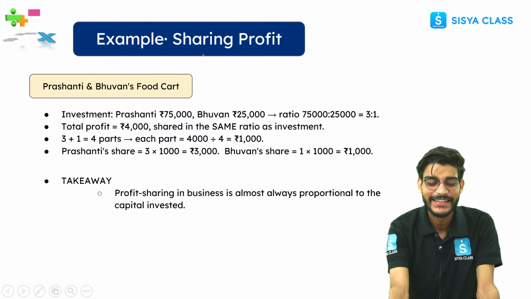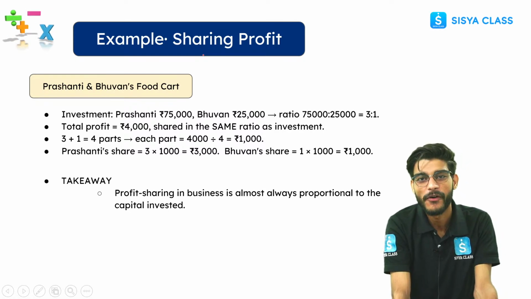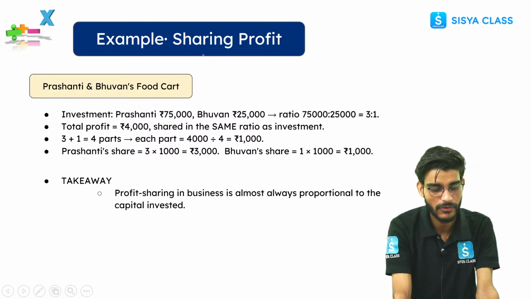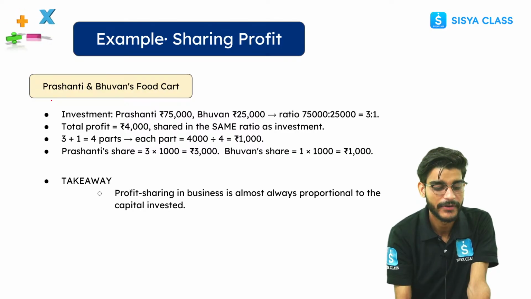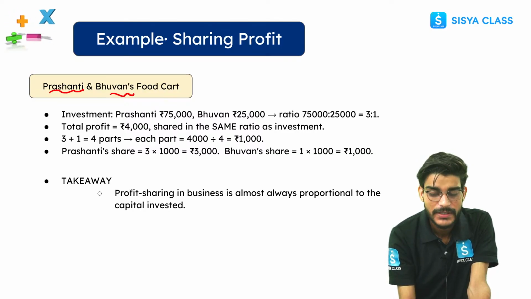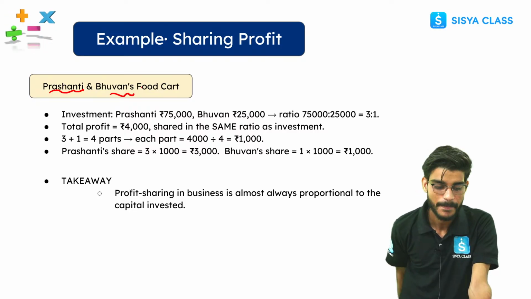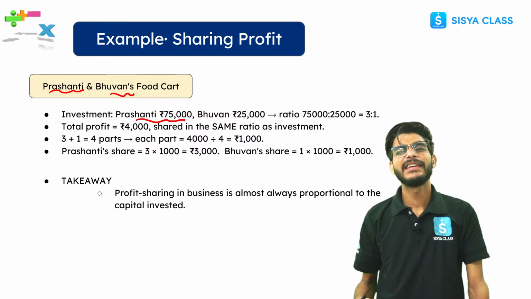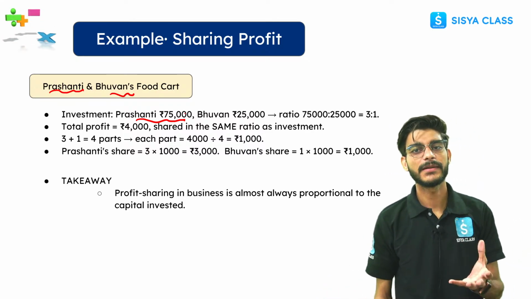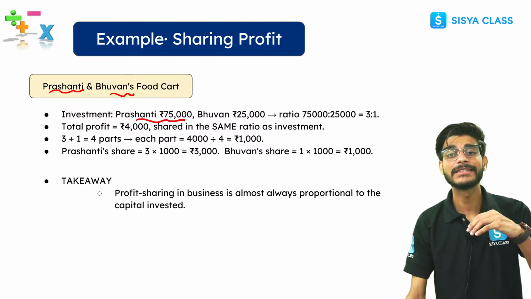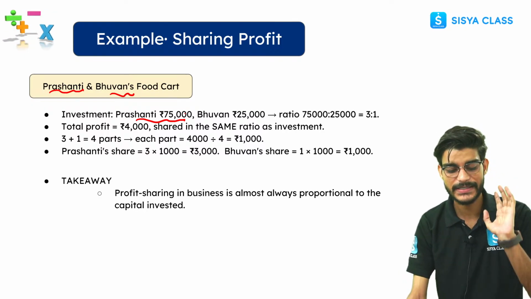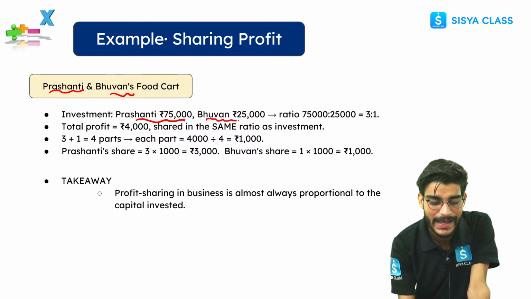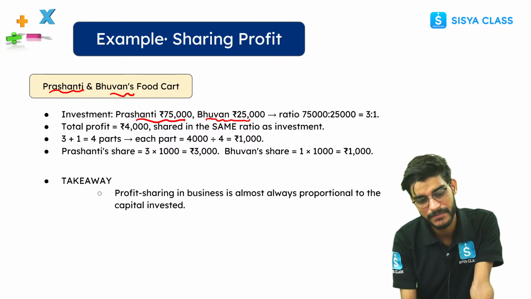Okay. Now let's see one example, that is sharing profit. Sharing profits, sharing loss. We only had loss in our life. Okay, let's share profit. Prashanti and Bhuvan's food cart. Investment of Prashanti is rupees 75,000. Obviously, if you share more, you will get more profit, because your investment was more. So Prashanti has 75,000 and Bhuvan has 25,000 as investment.